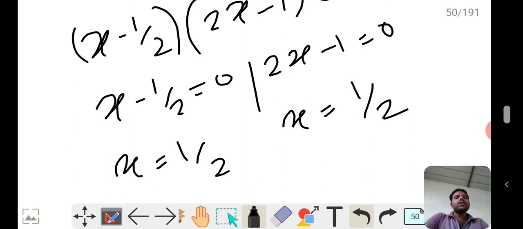In this way we can solve any quadratic equation by the method of factorization.